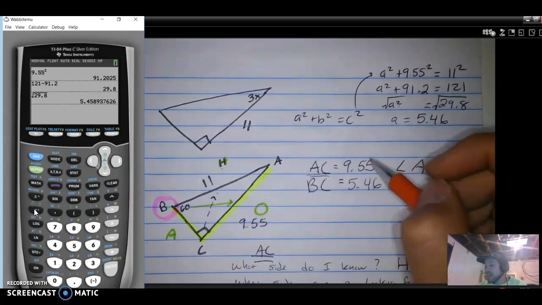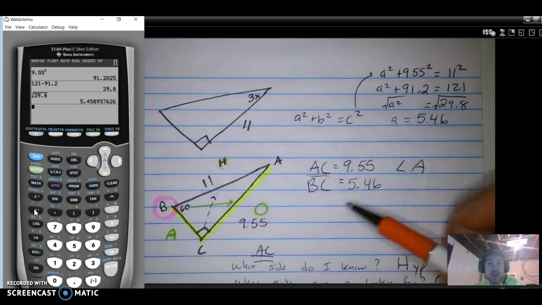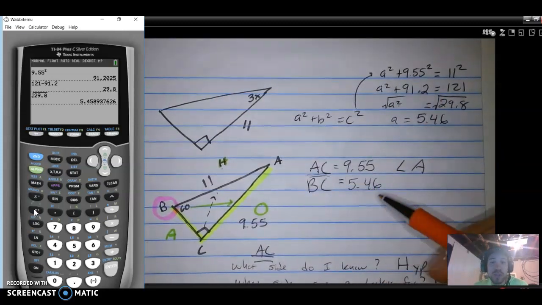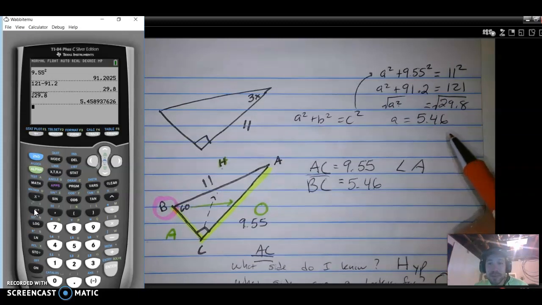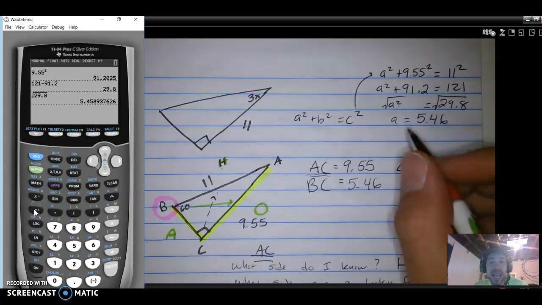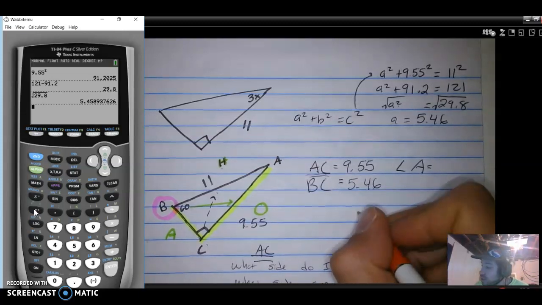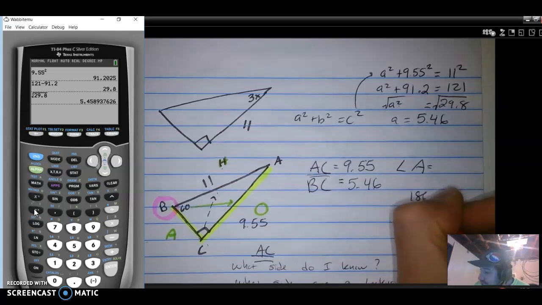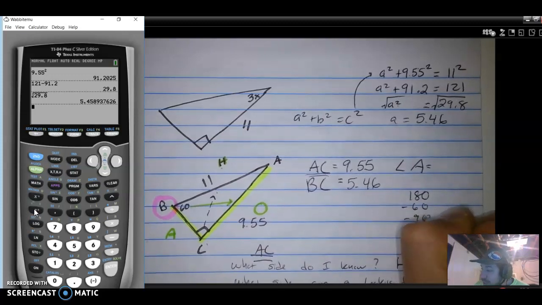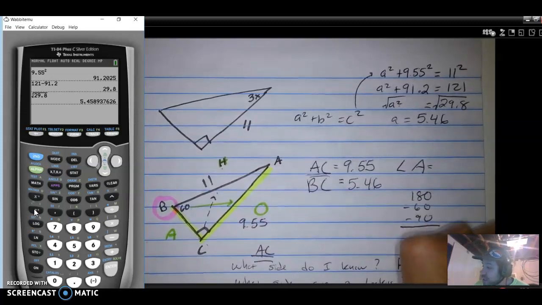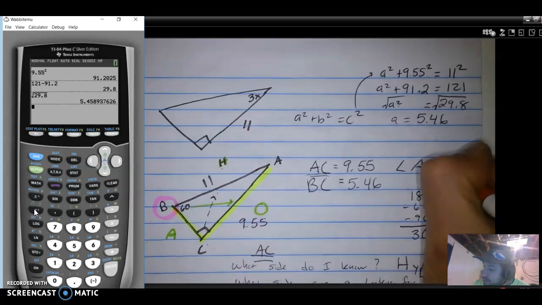If you found one side, right, then you know two sides. If you know two sides, use the Pythagorean theorem. We have both sides. The last thing we need to find is our angle. Now, look how many angles we know in this triangle. We know 1, 2 angles. If you know two angles in the triangle, we can just take 180 and subtract those two. Subtract 60, subtract 90. That's going to give me 30 degrees.